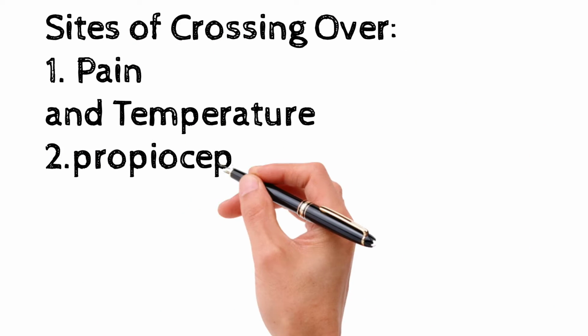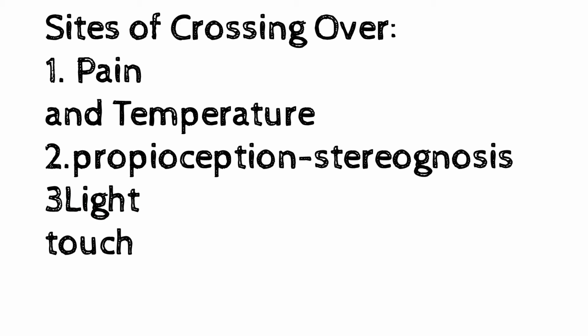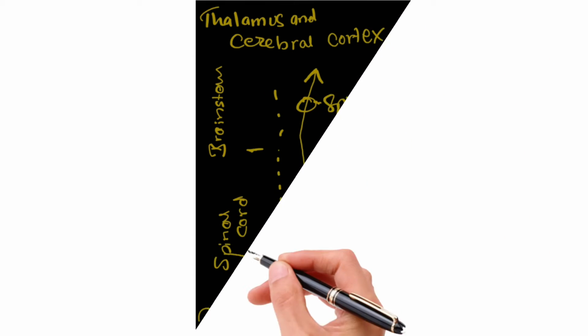Let's get into the sites of contralateral crossing over of the various pathways. The three major sensory systems entering the brain are the pain and temperature pathway, the proprioception and stereognosis pathway, and the light touch pathway. To avoid confusion, no synapses are drawn in the figure.